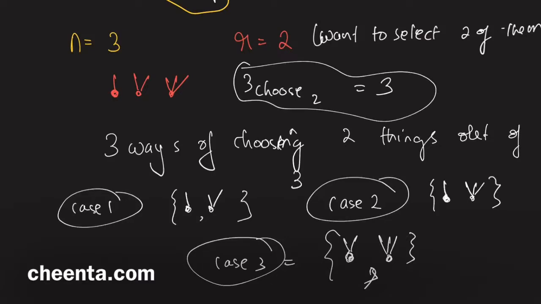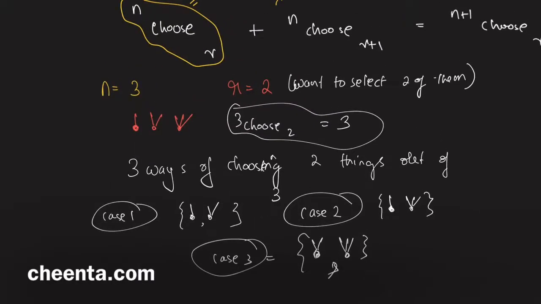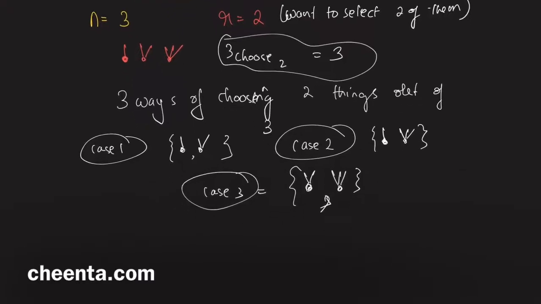I'm not going into the formula at all. I just want to keep this at the very naive level. That is, suppose I don't know any formula for n choose r. How do I approach this problem given that I do not know any formula for n choose r?